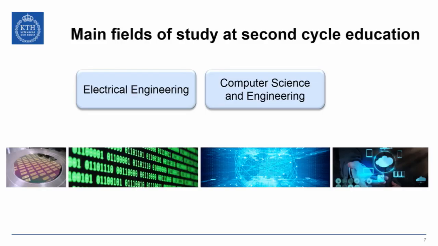So at our school, there are 2 main fields of study: electrical engineering and computer science and engineering. And it's really exciting that we now, after the merge, have these 2 areas under the same roof. There is a great need in the future for engineers and researchers, both in the area of electrical engineering and in the area of computer science.